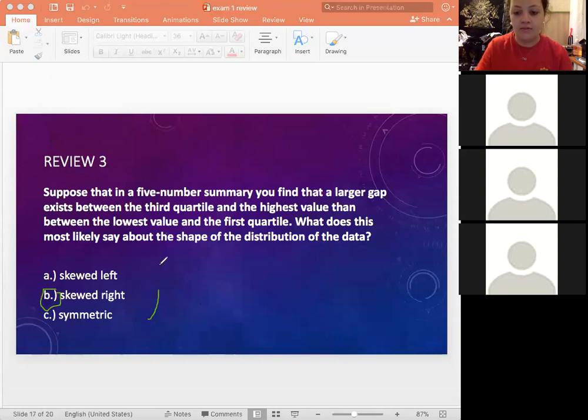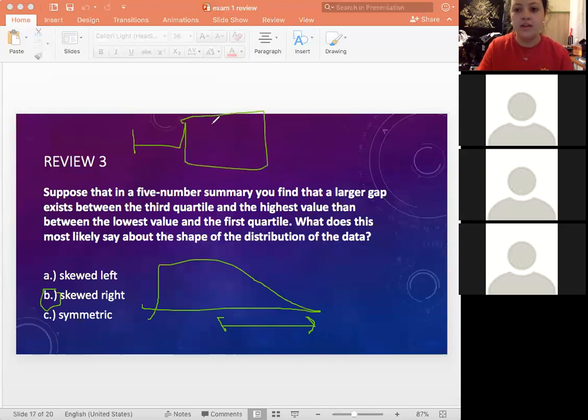So if I were to draw one that's skewed to the right, see our higher values are more spread out down here. So that's where, in the five-number summary, and remember I talked about that you draw box plots a lot for a five-number summary. So you have your box plot here, and that's saying that the larger gap exists between the third quartile and the highest value than between the lowest value and the first quartile.